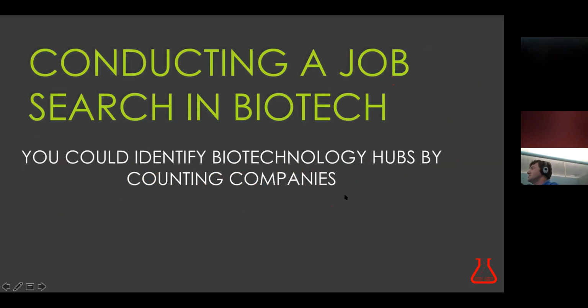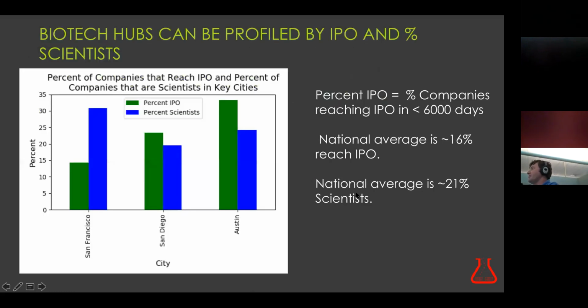One application that you can sort of nail down and think about is conducting a job search, which was my specific problem. An obvious way to do this is to identify biotechnology hubs, pull positions, and read them. You can do something a little bit more nuanced, which is part of our analysis. We pulled 8,000 companies and figured out how many of these actually IPO. The national average was 16% in this data set. We figured out how many scientists are in each of these companies using PubMed data. 21% is the national average.